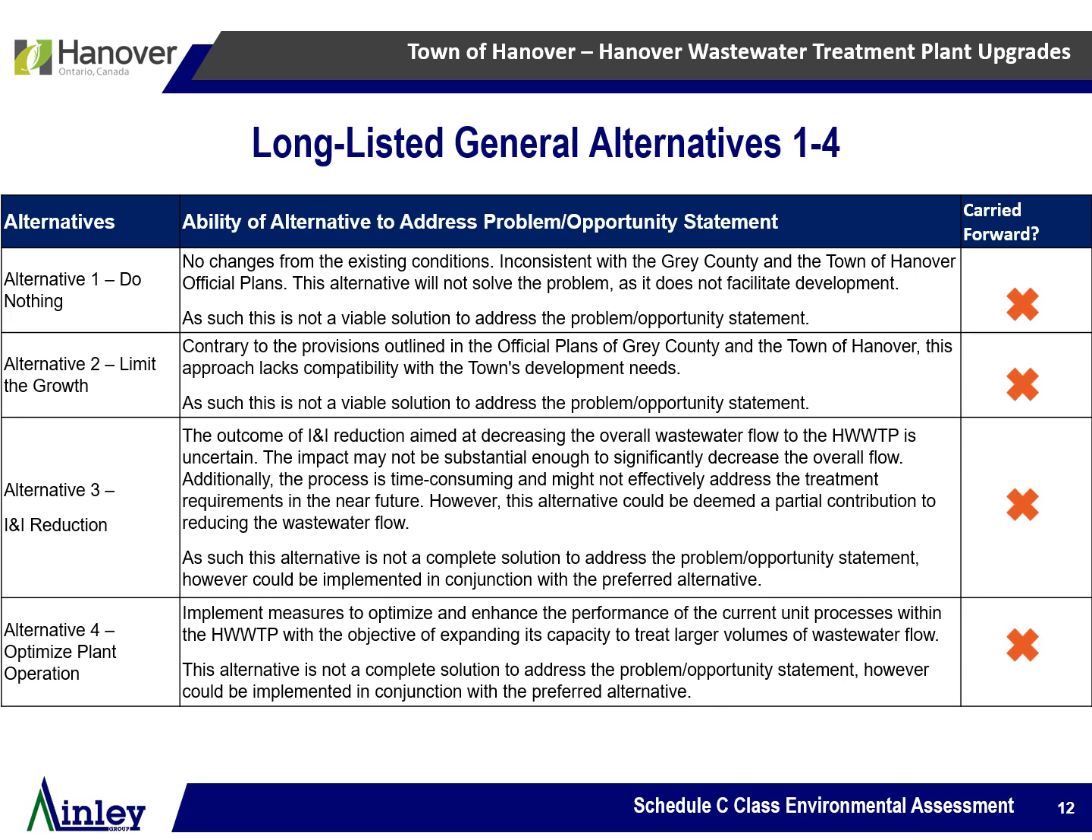Alternative 3, inflow and infiltration reduction. The outcome of I&I reduction aimed at decreasing the overall wastewater flow to the wastewater treatment plant is uncertain. The impact may not be substantial enough to significantly decrease the overall flow. Additionally, the process is time-consuming and might not effectively address the treatment requirements in the near future.